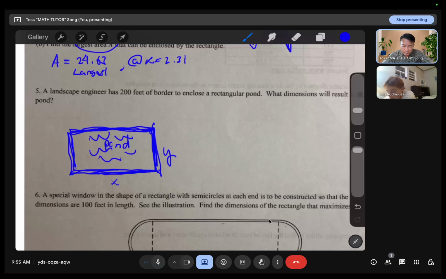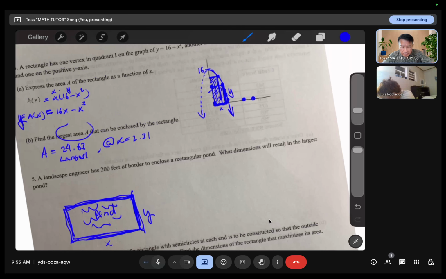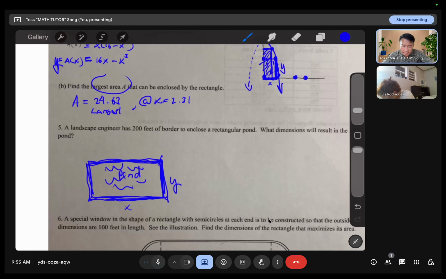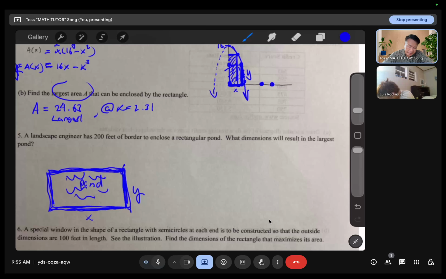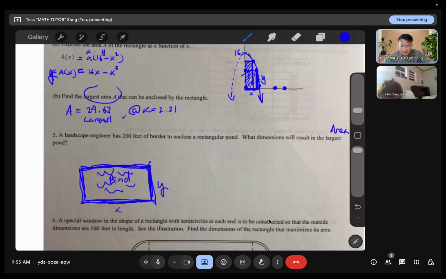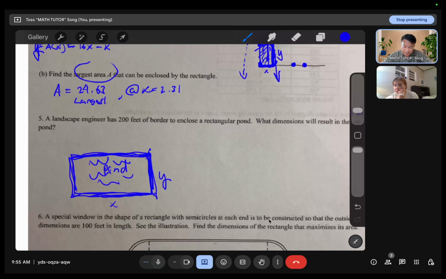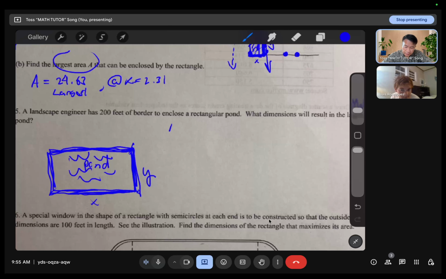What dimension will give you the largest pond? Okay, so it's missing one word, largest area. So it's implied area. Do you see it? Yeah, largest area. Basically, largest pond. This is like grammar stuff, like, hey, it's a real life story, whatever, but it's area. So you've got two formulas to deal with.